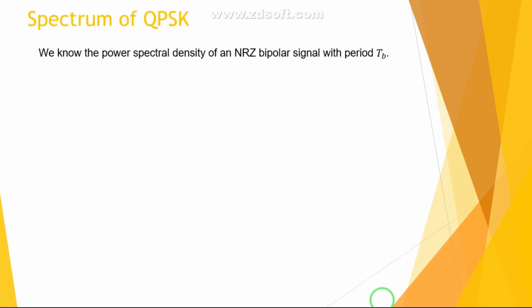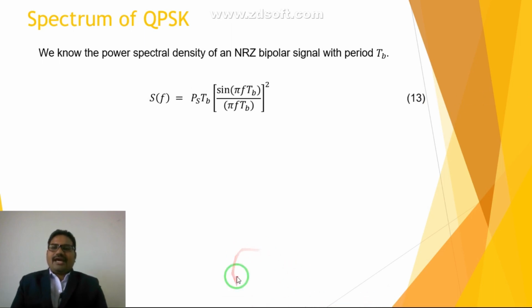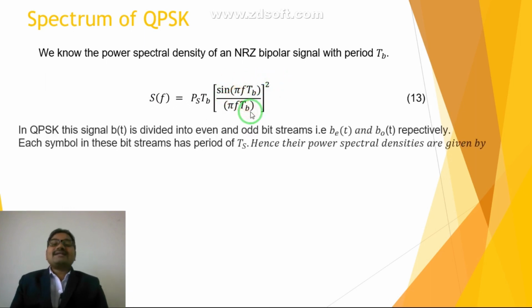Now moving towards the next part, that is the spectrum of QPSK. Now we know the power spectral density of an NRZ bipolar signal with a period Tb is represented by this equation. S of f is nothing but your power spectral density: PsTb times sine of pi f Tb upon pi f Tb, whole squared. This sine of theta by theta is nothing but your sinc function.